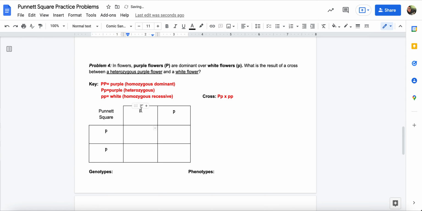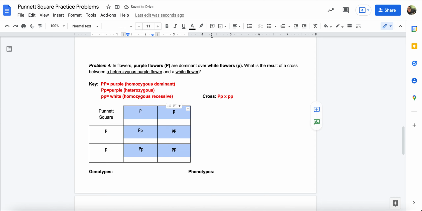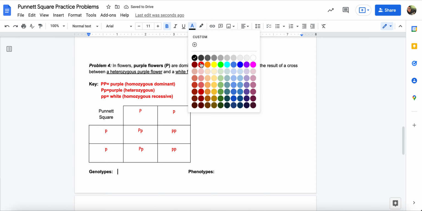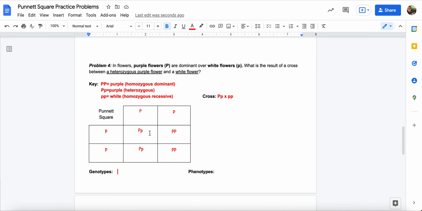We go to fill this in, drop down the uppercase, and keep lowercase, slide it over. So lowercase, lowercase, this is going to be uppercase, lowercase, and lowercase, lowercase. When we go to do our genotypes, we see that we have two different genotypes in here. We've got capital, lowercase. There's 2 out of 4, or 50%. And then we've got 2 lowercase p's. That's 2 out of 4, or 50%.